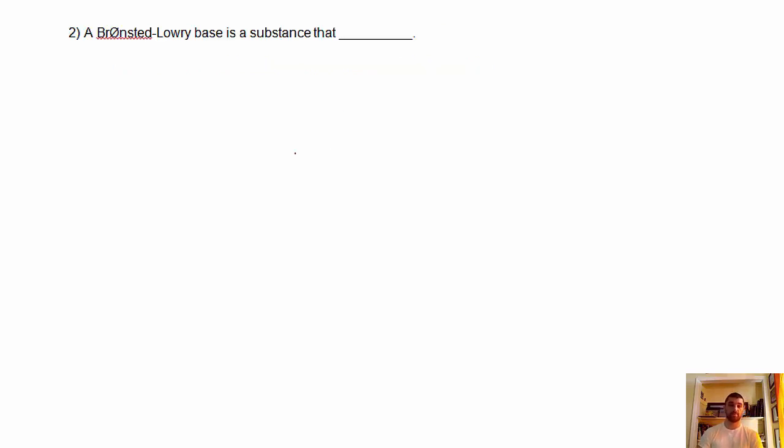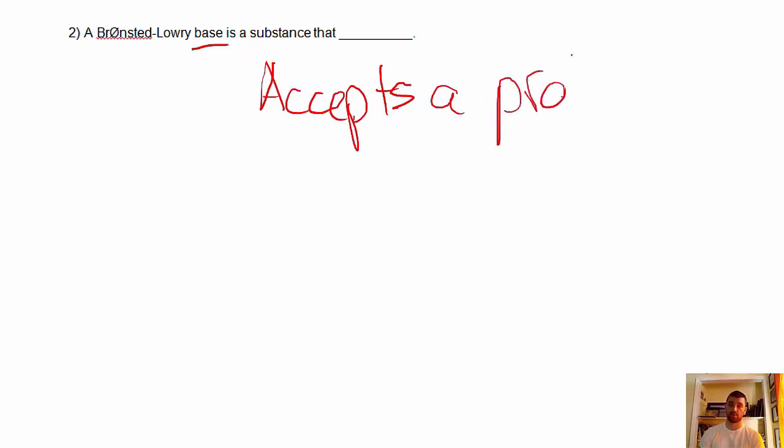All right, a Brønsted-Lowry base is a substance that accepts a proton. Now, the verbiage on this is a little different. So an acid for the Arrhenius definition gives off an H plus. For the Brønsted-Lowry base, we don't call it an H plus, but it's essentially the same thing, right?